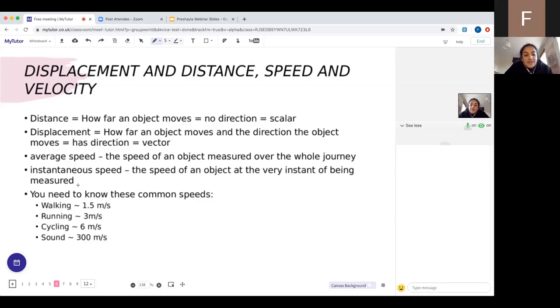Then you need to know these common speeds, so walking, running, cycling, and sound, because we need to be able to compare speeds to these speeds. So speeds that you get in your answer, they might say, how does this compare to the speed of walking? And you might say that it's 4 times the speed of walking, half the speed of walking, whatever. So we need to actually remember these. You might want to remember it because running is walking doubled and cycling is running doubled. Okay, so that's how some people like to remember it.